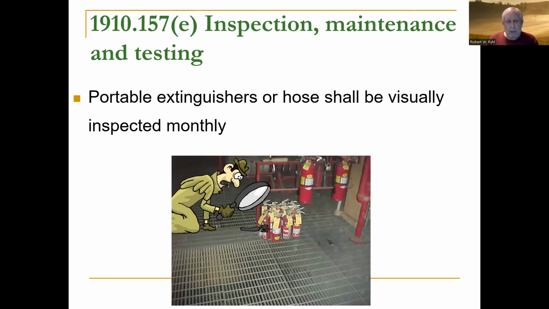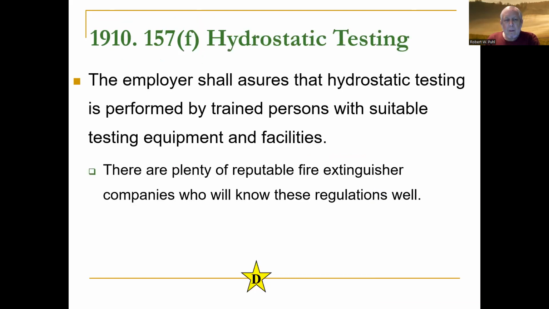Portable extinguisher hose, this is E, inspection, maintenance, and testing. Portable extinguishers or hose shall be visually inspected monthly. Get a magnifying glass that big and look at them pretty close. The employer shall ensure that hydrostatic testing is performed by trained persons with suitable testing equipment and facilities. And in my notes, there are plenty of reputable fire extinguisher companies who will know these regulations well. So you need to know it has to be done, but if you have somebody that's worth a darn and they're doing your fire extinguisher annuals for you, they'll know all this stuff.